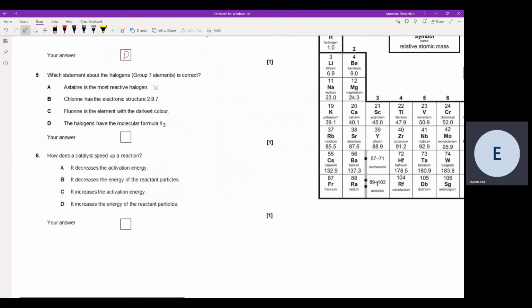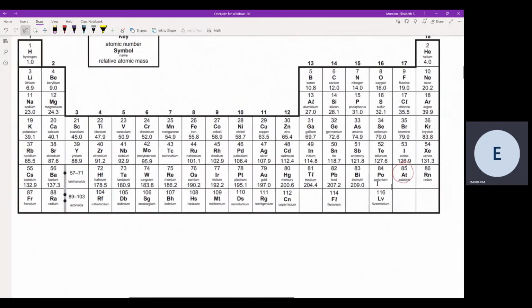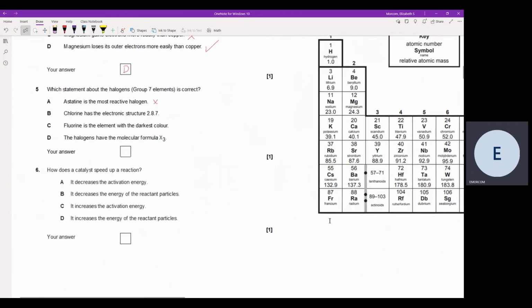Chlorine has the electronic structure 2,8,7, or let's have a look. So the number of electrons in chlorine is 17. So you'd have 2, 8, 7 adds up to 17. So that is correct.